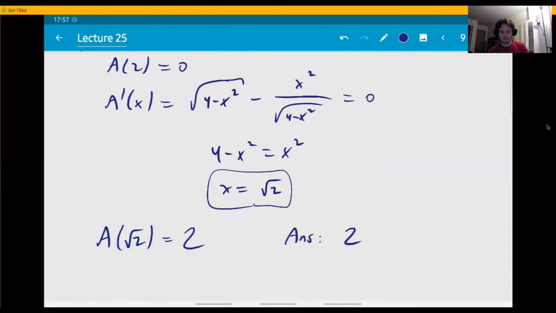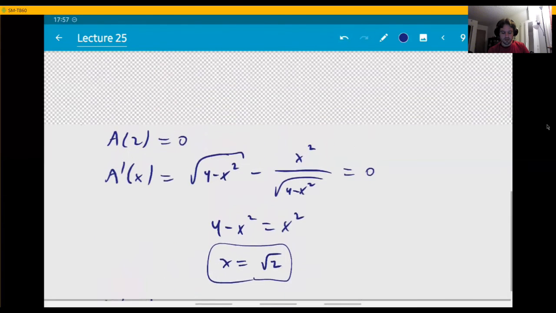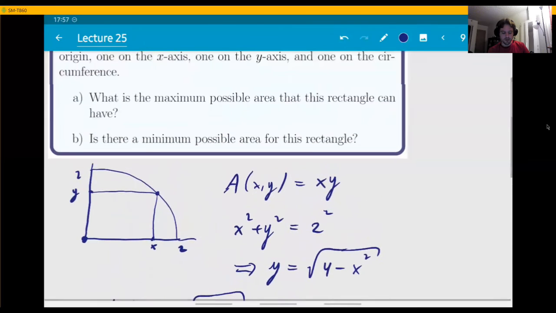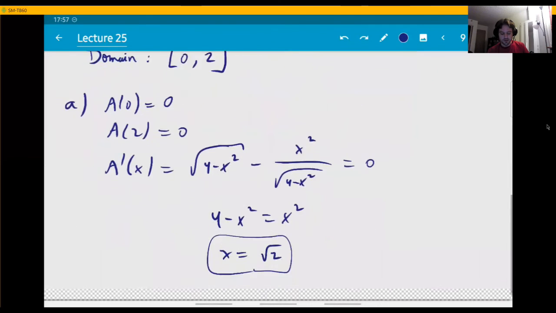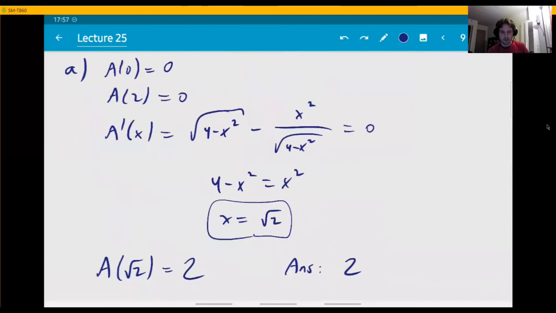So answer, maximal area is 2. Notice that item A was asking for what is the maximum possible area. They want the A value. They don't want the X value. The answer is 2. A, by the way, corresponds to a square. When X is equal to root 2, Y is also going to be equal to root 2. This rectangle is a square in that case. That's my horrible square right here.